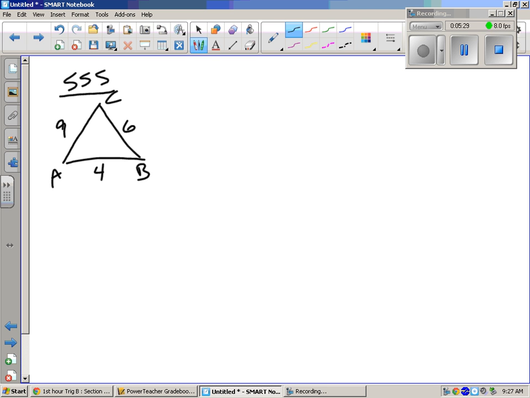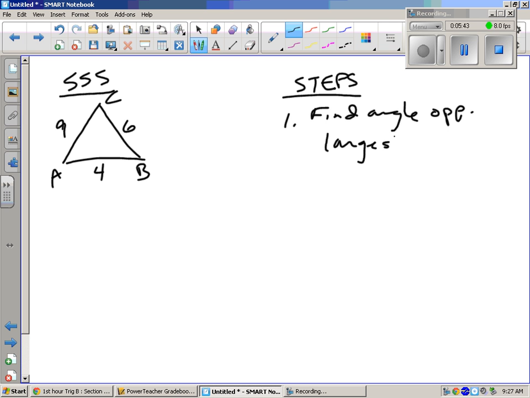Probably the one I'm going to tell you to do that's going to keep your answers in the right order. You want to find the angle opposite the largest side first. If you don't do that, then sometimes the ambiguous case comes in and you don't want it to. So if you always choose the longest side first and that angle, which in our case is going to be angle B, then you'll avoid some ambiguous case stuff.